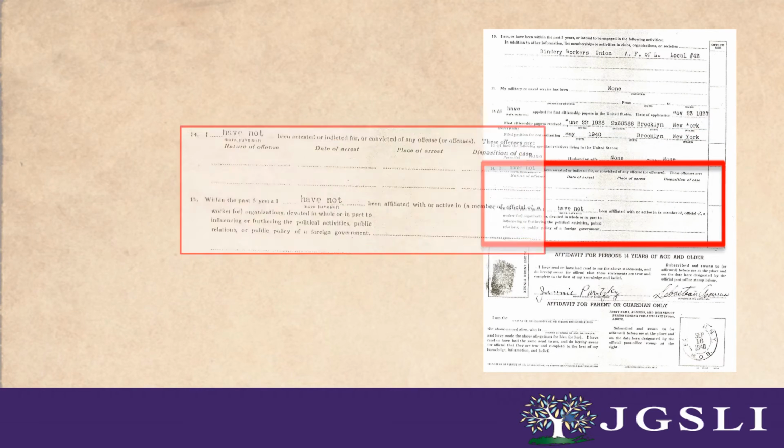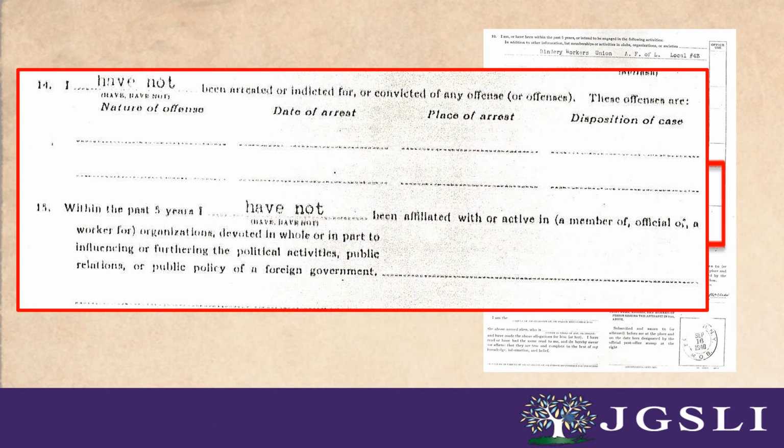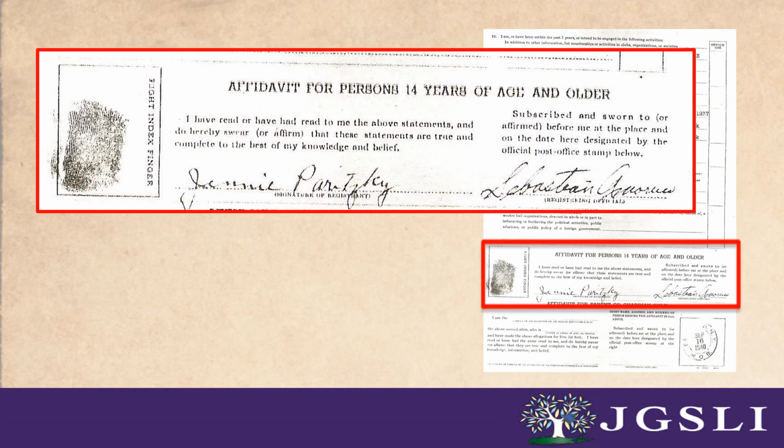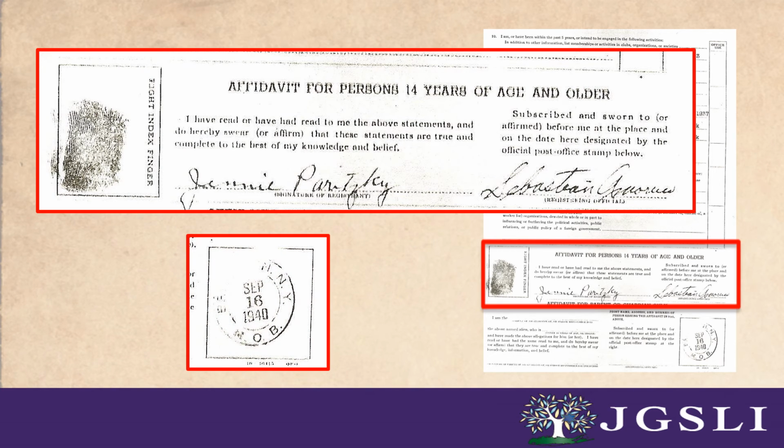Numbers 14 and 15. Here the registrant is answering whether they have any record of arrest, indictments, or convictions. You might find something here you never expected. And the last question, and one of the main points of the registration, asks if the registrant is affiliated with or an active member of any organization devoted to influencing political activities or public policy of a foreign government. Under question 15, the registrant would sign their name and give a fingerprint, and then the form would be stamped with the date the form was executed.